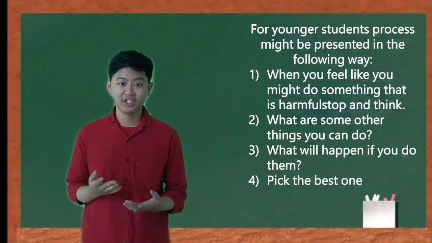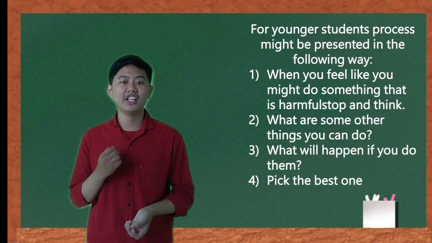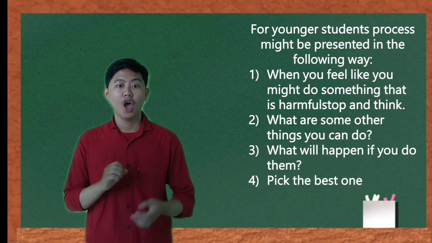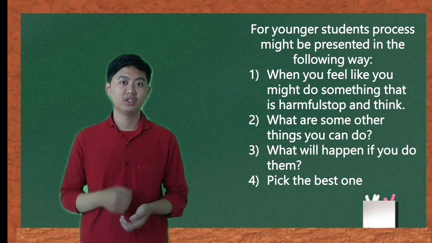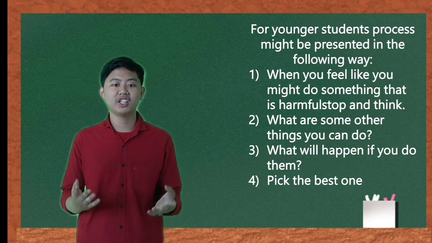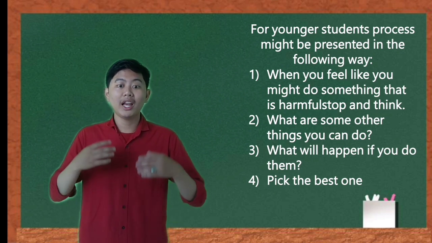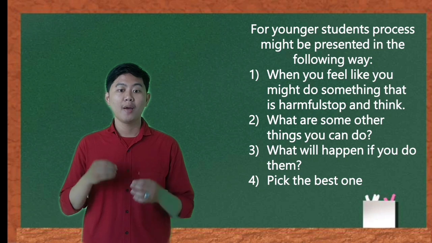For younger students, the process might be presented in the following way. First, when you feel like you might do something that is harmful, stop and think. 2, what are some other things you can do? 3, what will happen if you do them? And the last, pick the best one.